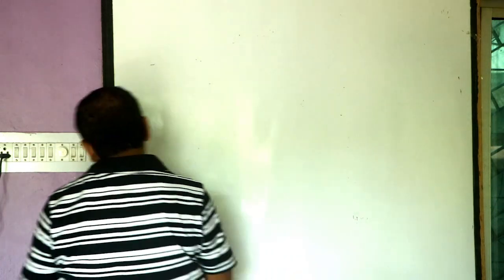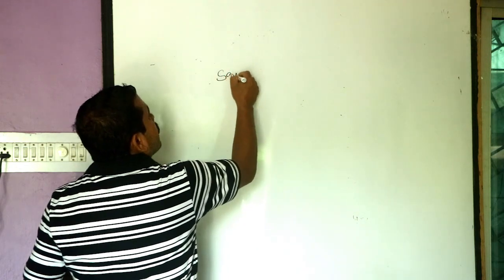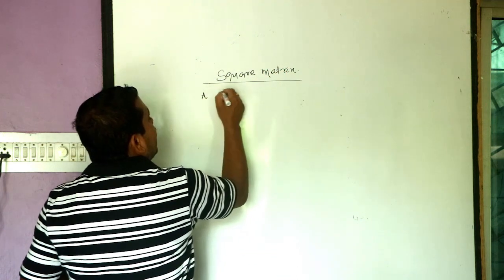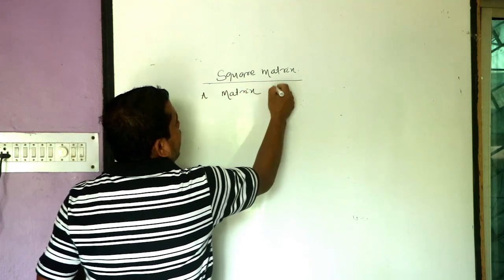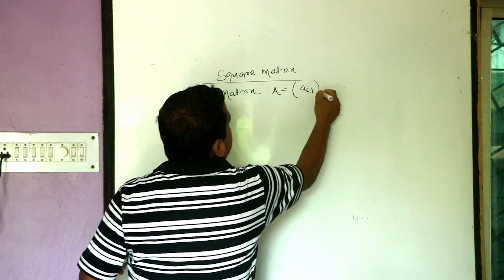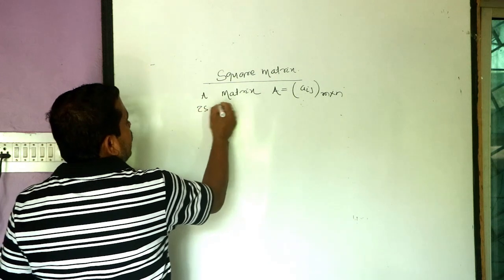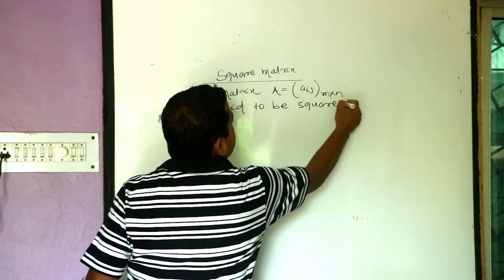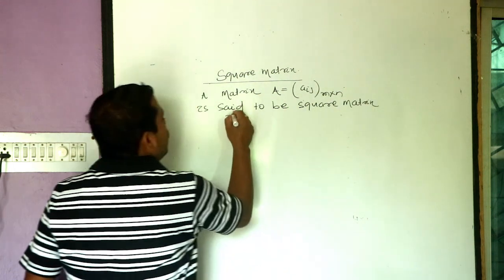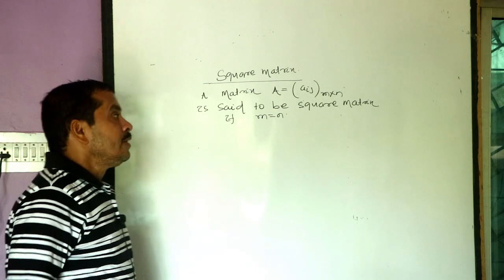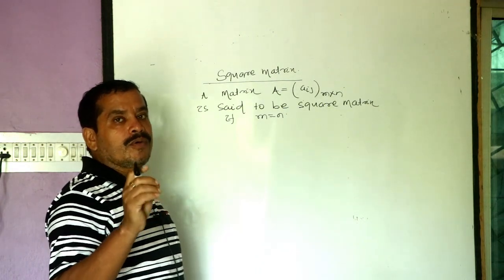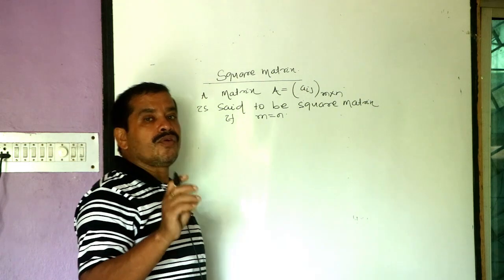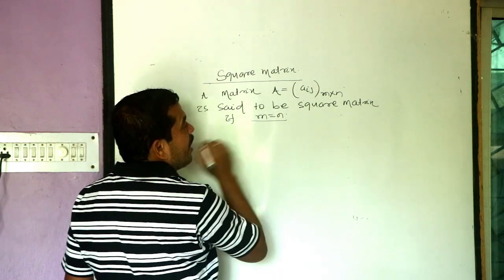Next, square matrix. A matrix A, which we represent as Aij of order m cross n, is said to be a square matrix if m equals n. That is, if the number of rows equals the number of columns, then we say that it is a square matrix. A square matrix has an equal number of rows and columns.